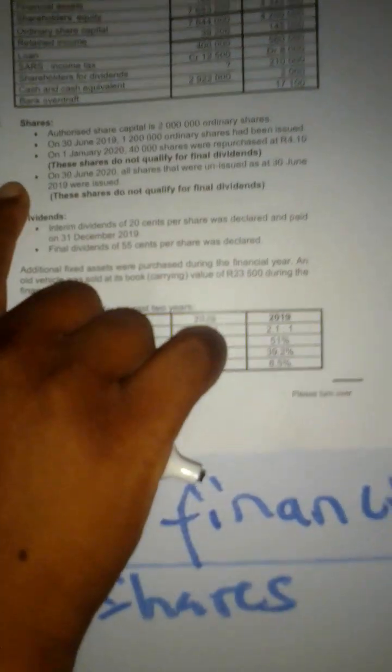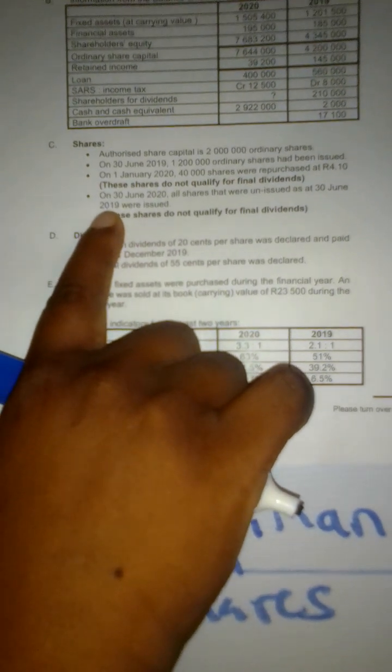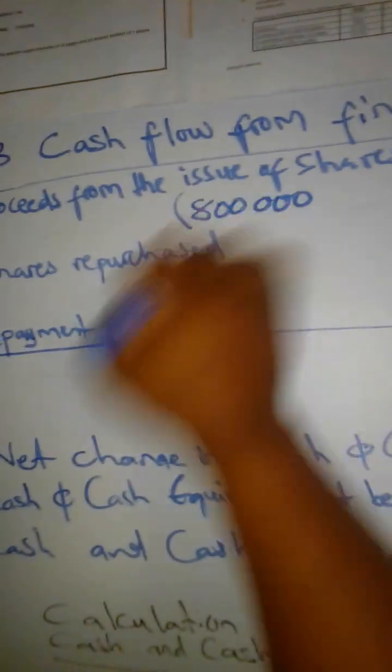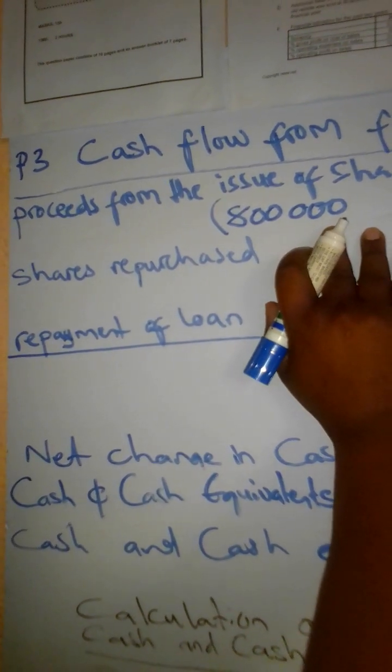So if we go back to that question, if you still remember, we'll go back again to adjustment number C. When we look at the shares that were issued during the year, on 30 June 2020, all shares that were unissued as at 30 June 2019 were issued. And we discovered that the number of shares was 800,000 shares.